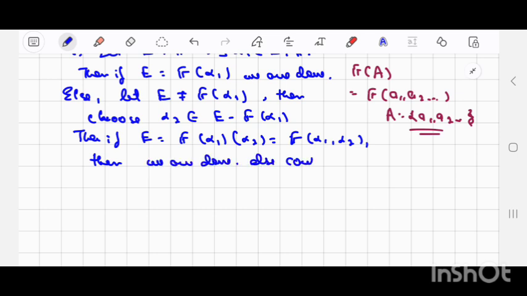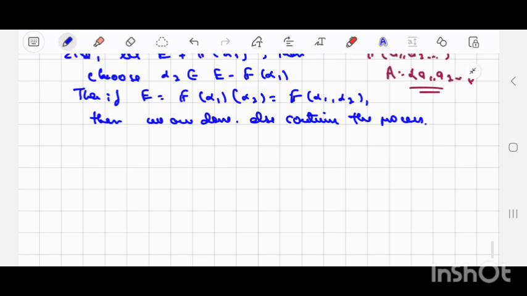Else continue the process. Okay. Now observe what happens. So now the question arises: does this process end finitely? If this process does not end finitely, then we cannot say anything. But if this process ends finitely, since each of these extensions are finite in nature, right?